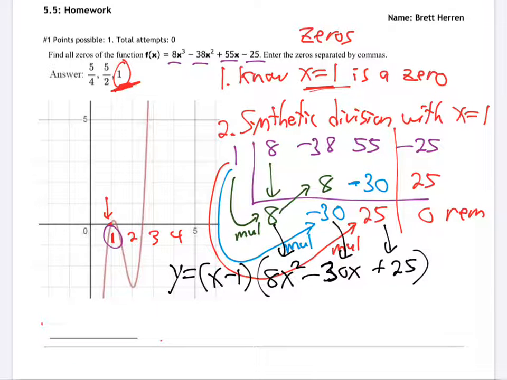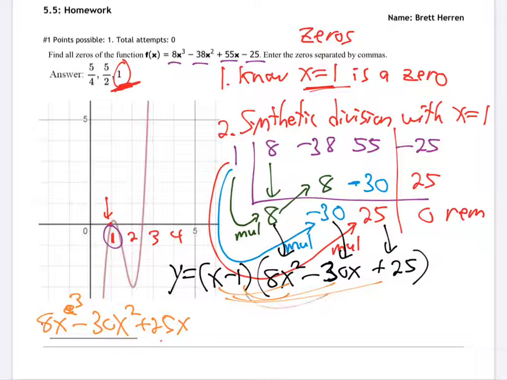I want you to really understand what it is we're doing, so it's not magical. If I was to take this and go boom, boom, boom, watch. I'll just do it real quick. You don't have to write this down. I wouldn't write it down at all. 8x cubed minus 30x squared plus 25x. I just multiplied that guy all the way through. Now the minus 1. Boom, boom, boom. Minus 8x squared plus 30x minus 25.